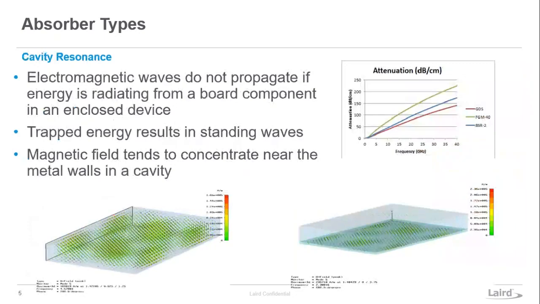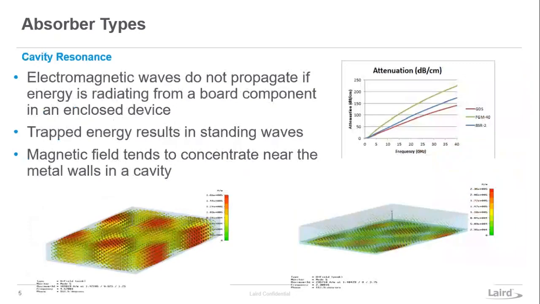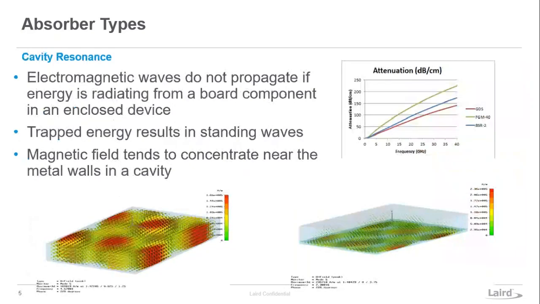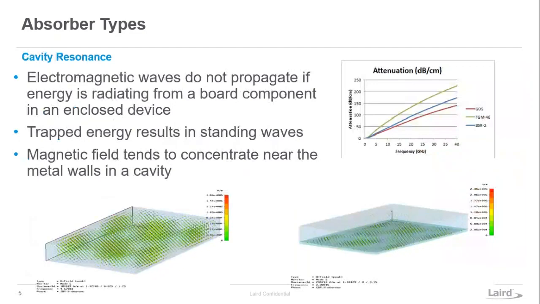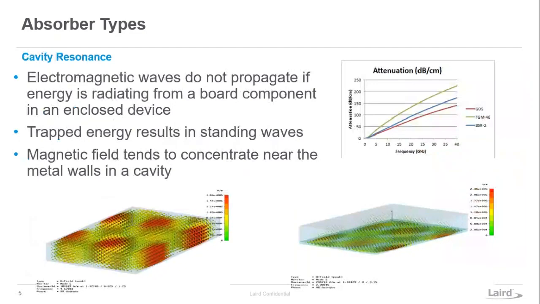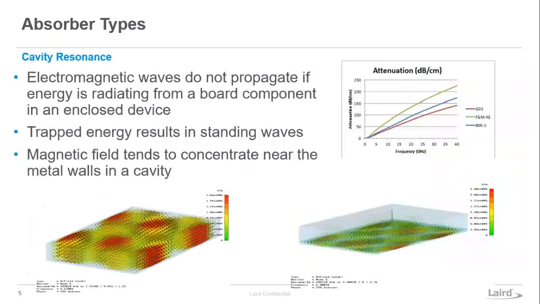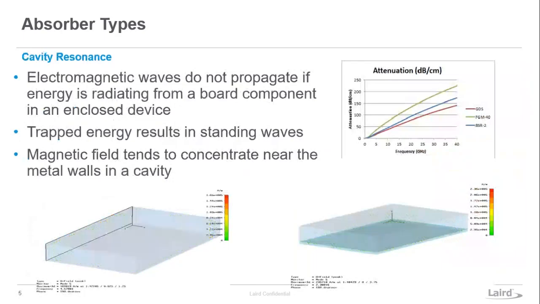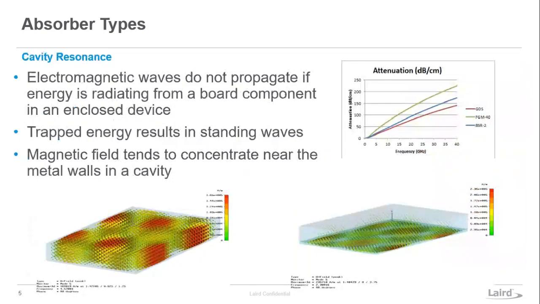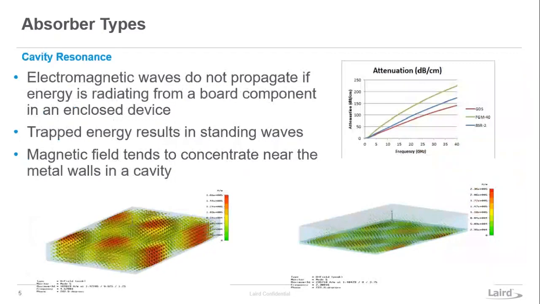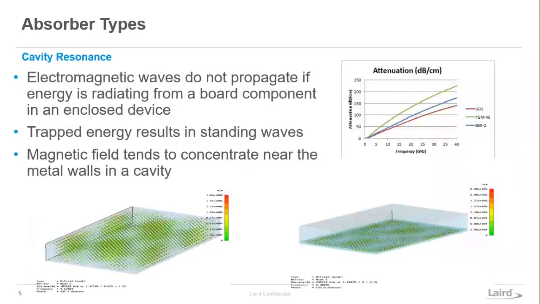Obviously, when having a wave in an enclosed system, the trapped energy results in standing waves and potentially creates interferences in the components. So you can see an illustration here of how that works, with an enclosure on the left side without any absorber, and the same enclosure with an absorber placed at the bottom of the cavity. So that is reducing the wave.